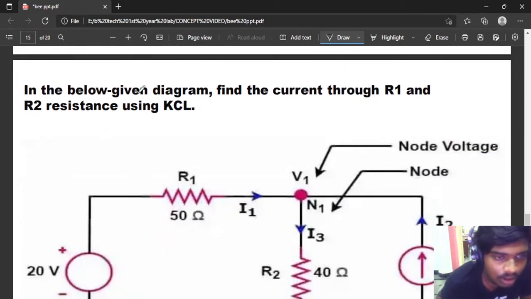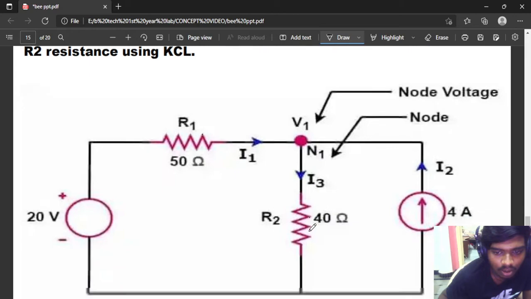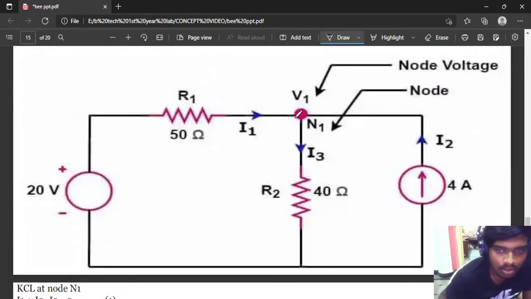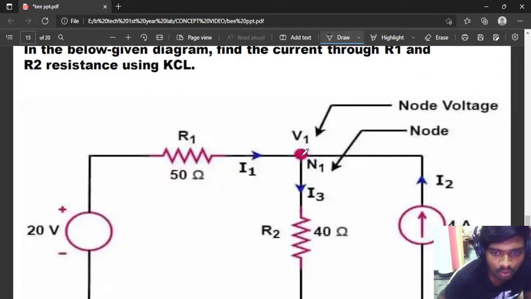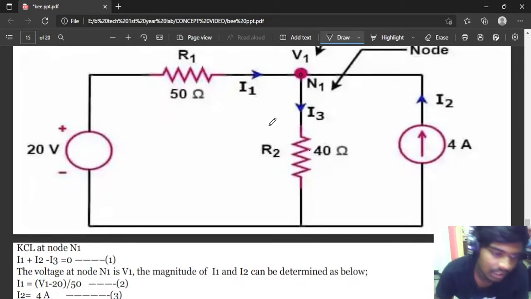And the third one: in the below given diagram, find the current through R1 and R2 using the KCL. First, we are going to find out the nodes. There is one node, and we are writing the equations.